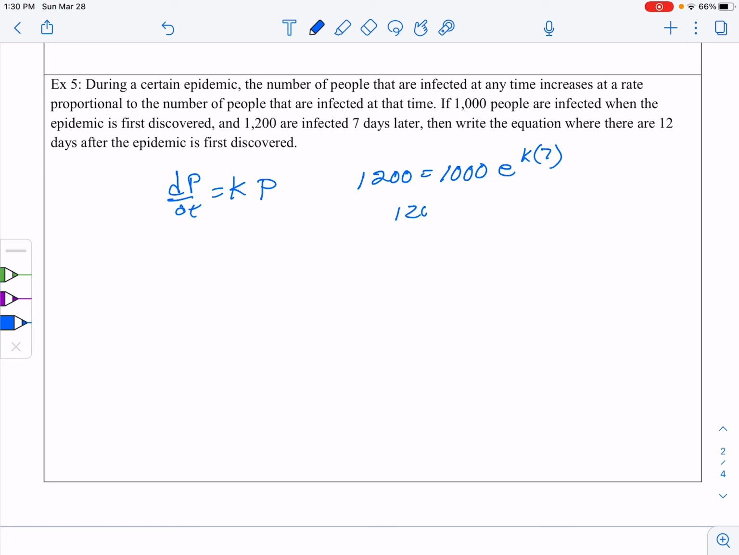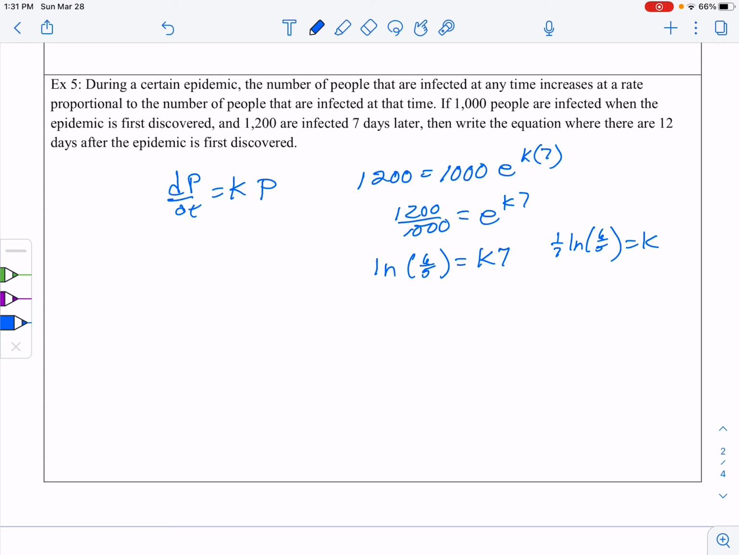First thing you do, remember, is divide by 1,000. And then you take the natural log of both sides. So the natural log, this reduces to 6 over 5 equals k times 7. And then you divide by 7. So the natural log of 6 over 5 divided by 7 is equal to k. And I'm just going to leave it that way. Or I'm going to write this as 1/7 times the natural log of 6 over 5. And I'm not going to get a decimal for it yet.